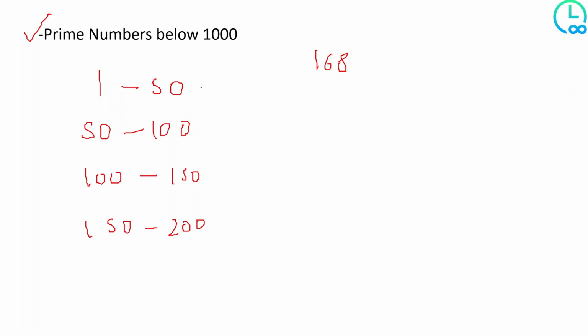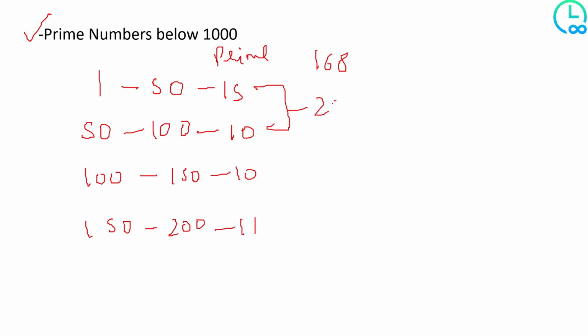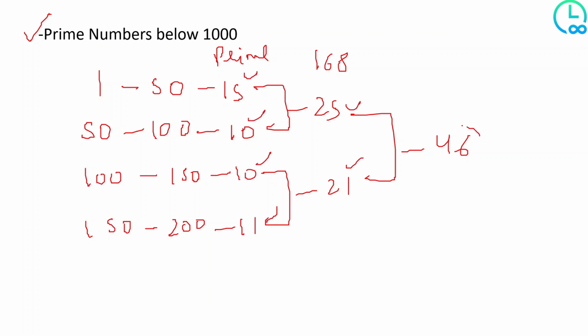You can solve the question faster. There are 15 prime numbers between 1 to 50, and there are 10 prime numbers between the next range, and there are 11 prime numbers in the next. So remember this: total 25 prime numbers from 1 to 100, total 21, and total 46 prime numbers from 1 to 200. So remember this table in this division form: 15, 10, 10, 11, then 25, 21, and total 46. This will help you to solve the question.